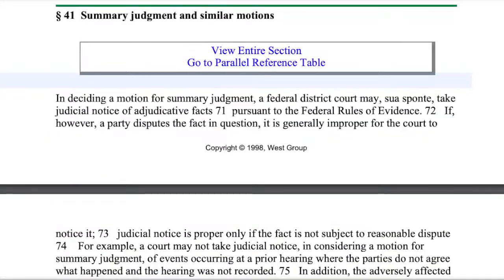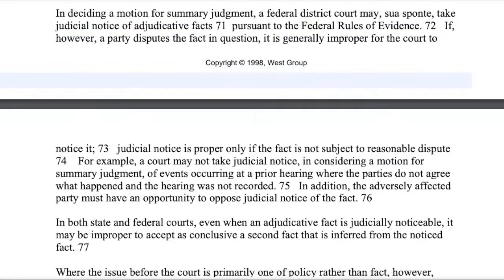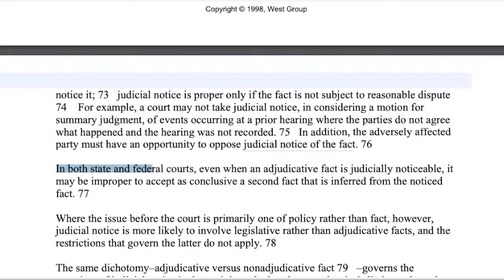All right, well, that's an interesting aspect right there. In addition, the adversely affected party must have an opportunity to oppose judicial notice of the fact. In both state and federal courts, even when an adjudicative fact is judicially noticeable, it may be improper to accept as conclusive a second fact that is inferred from the noticed fact.